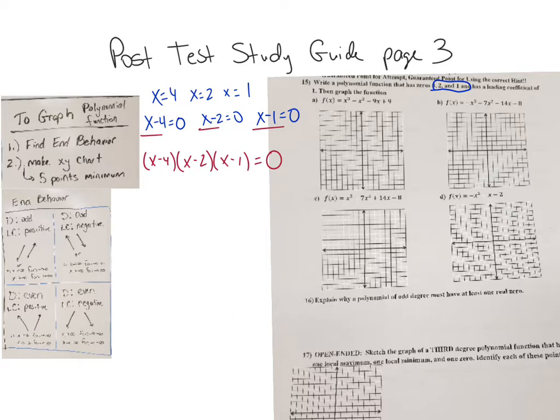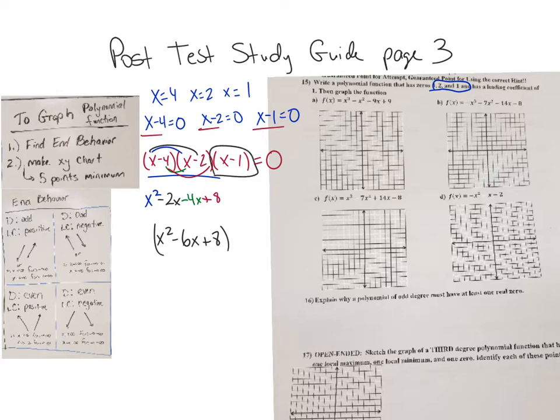Now that I have all three on one side of the equation, I can use FOIL to multiply and make the parentheses go away. So I'm going to pick the first two. X times x is x squared. X times negative 2 is minus 2x. Negative 4 times x is minus 4x. Negative 4 times negative 2 is going to give me positive 8. That's the last part of FOIL. So these first two parentheses turn into this. I'm going to combine my like terms, so I'm going to end up with x squared minus 6x plus 8.